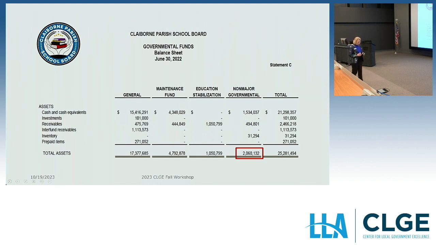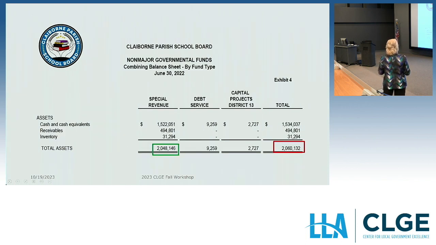So here we go with Claiborne Parish School Board. What do we have here? We have a general fund, we have a maintenance fund, we have an education stabilization fund, and everything else. Those are our three major funds. General fund is always major. And then we have our non-major governmental funds. And you see that $2 million right there?